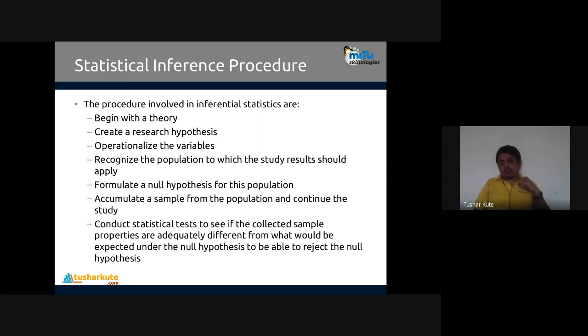So we'll create a hypothesis. A hypothesis is like a theory. I know that if I change this, then I may get some output changes here. That is hypothesis creation. Then we operationalize the variables. Then we define what sort of variables will prove your hypothesis. That is operationalizing the variables. Then we recognize the population to which the study results should apply. So I have conducted these studies, and I know that I have put some theories.